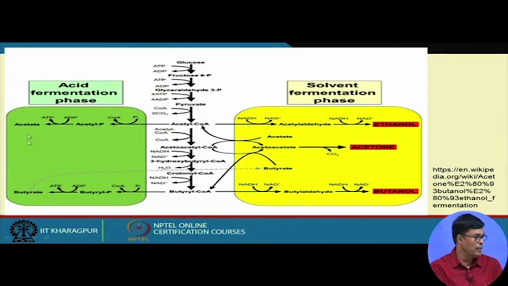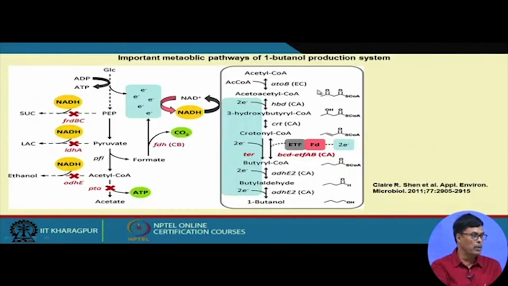We have acetate and butyrate forming, and when they pass through the solventogenesis process, it produces ethanol, acetone and butanol. It has been shown here that this is the Embden-Meyerhof pathway through which we get acetyl-CoA, and from acetyl-CoA we can get butyric acid, as well as butanol, and we get acetate, and also on this side we get acetone and ethanol. This is the important metabolic pathway for the butanol production process, and it is also shown here how butanol is produced.